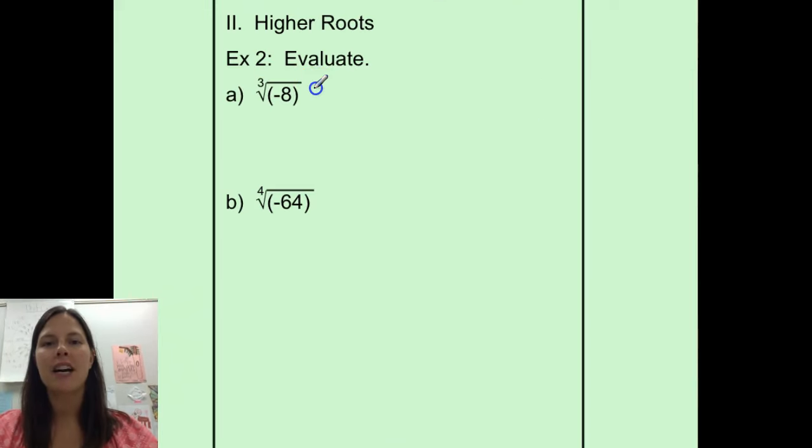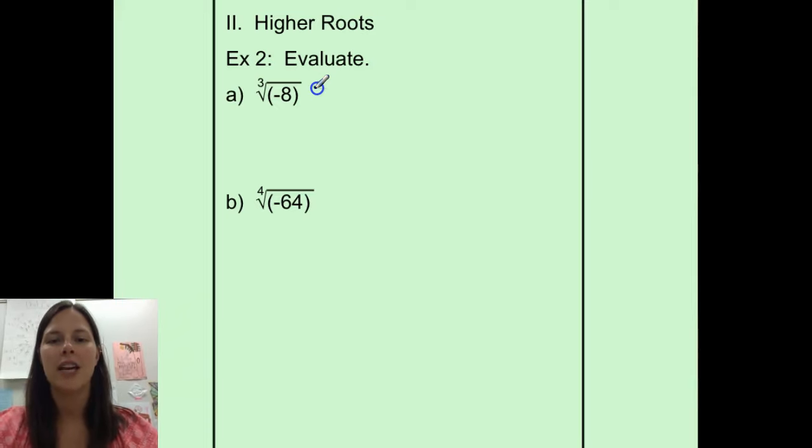Our next topic is how to evaluate roots other than the square root. Remember, when you evaluate a square root, you're finding what value times itself gives you the radicand, or the number under the radical sign. So to take a cube root, you're trying to find what number times itself 3 times gives you, in this case, negative 8.